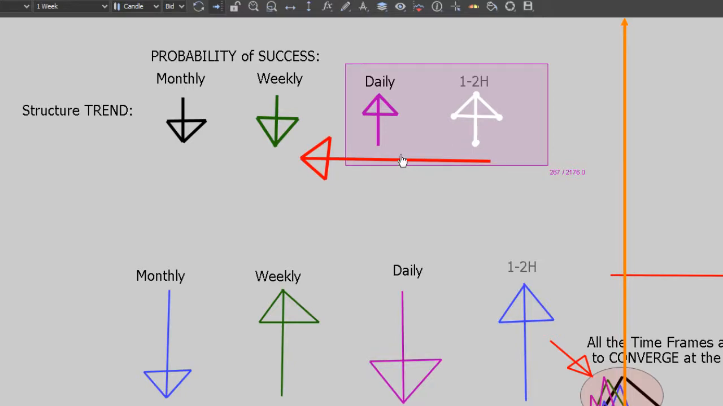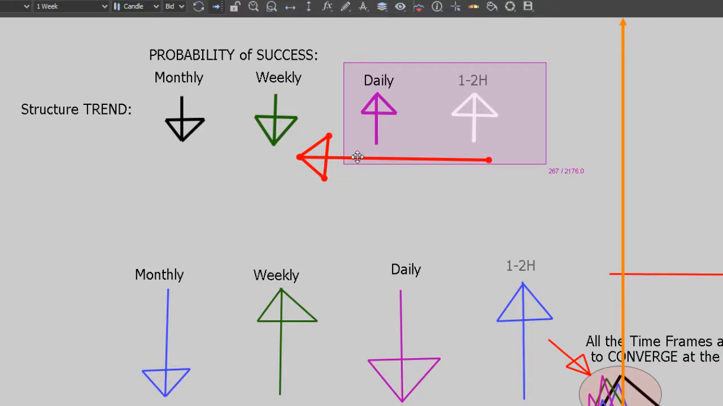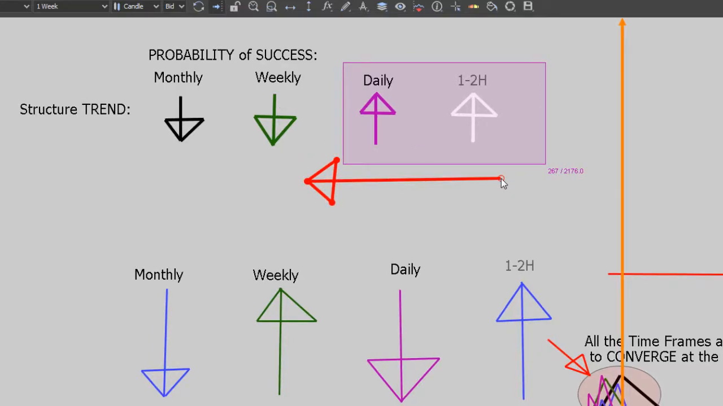Okay? Grandson. So the grandfather is the black, the grandfather is the green, the father is the pink, and the grandson, thank you, Miguel, is the white. Okay? And the question is, Passion, can I trade the 1 or 2 hour chart structure, referencing the daily structure? And the answer is absolutely yes. But this is not going to help you when the grandfather and the grandfather are going to shoot down, right? This is not going to help you.